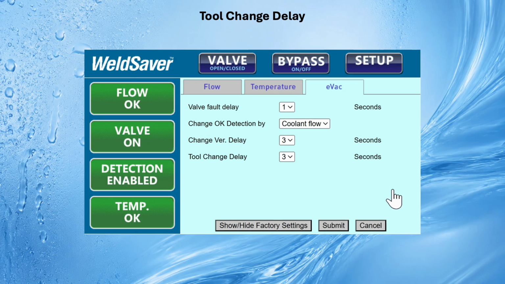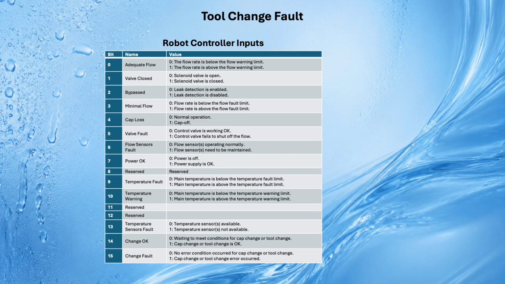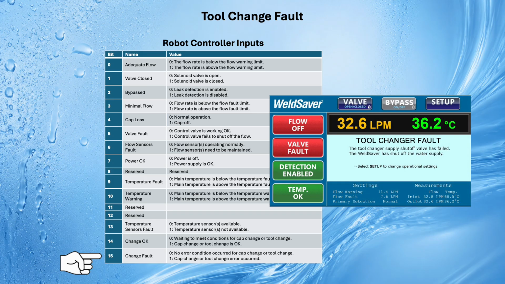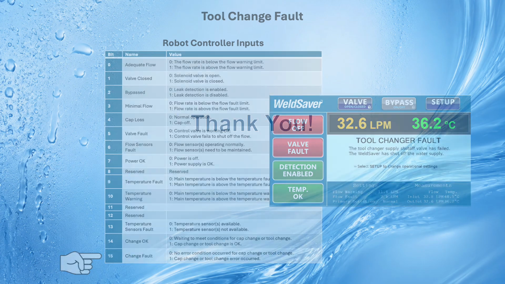Set the tool change delay to the number of seconds you want to allow before the WeldSaver starts checking to confirm that the tool changer valve is closed. If water is flowing after the tool change delay, the WeldSaver will shut off the flow, which on the pneumatic EVAC restarts suction and sets the change fault bit on the control interface to notify the robot controller that the tool changer valve didn't stop the flow.